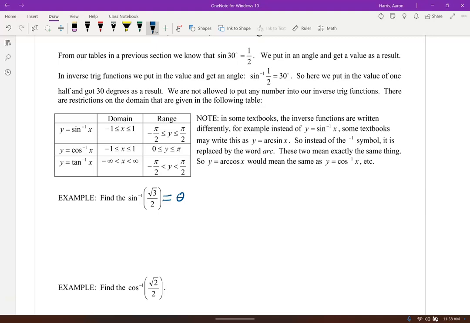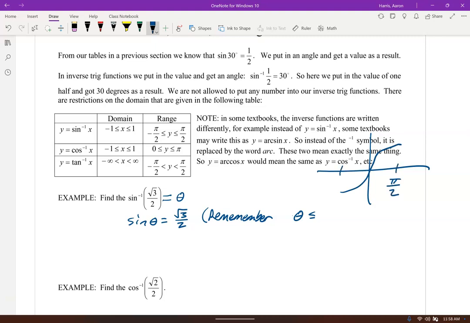So if the arc sine of root 3 over 2 equals theta, that means the sine of theta is root 3 over 2, right? And remember our theta, remember how we took the sine and we cut it off between negative pi halves and pi halves? We had to restrict it. So that's where I'm looking.